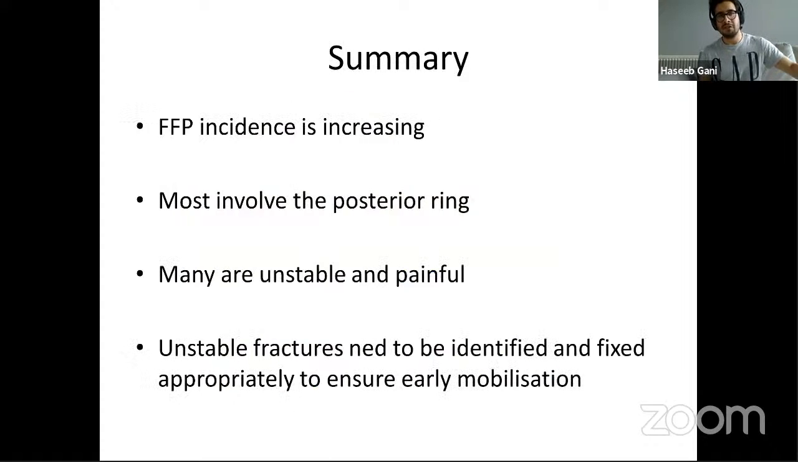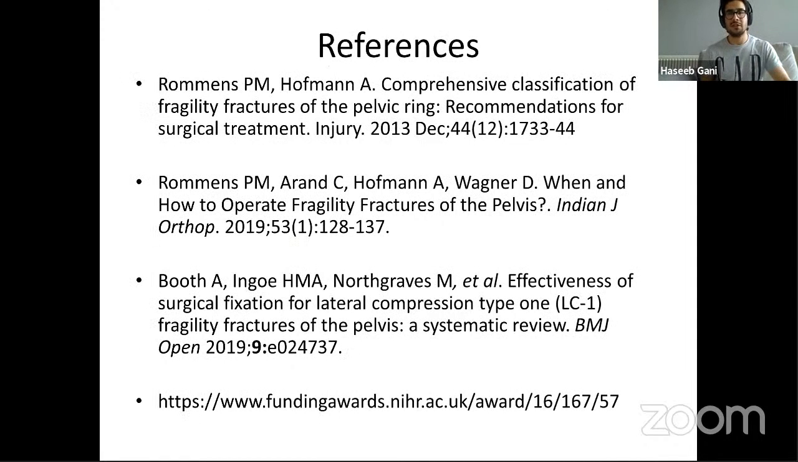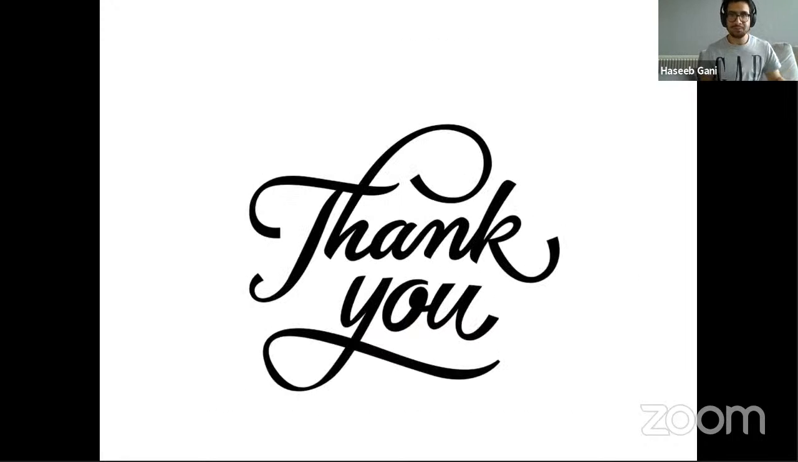So in summary, fragility fractures of the pelvis are increasing in incidence because people are living longer, and about 82% in the Rommens series, most involve the posterior ring, and they're unstable and painful. And these unstable fractures need to be identified and fixed appropriately to ensure early mobilization, as you would do for example, hip fractures. These are my references. Thank you.